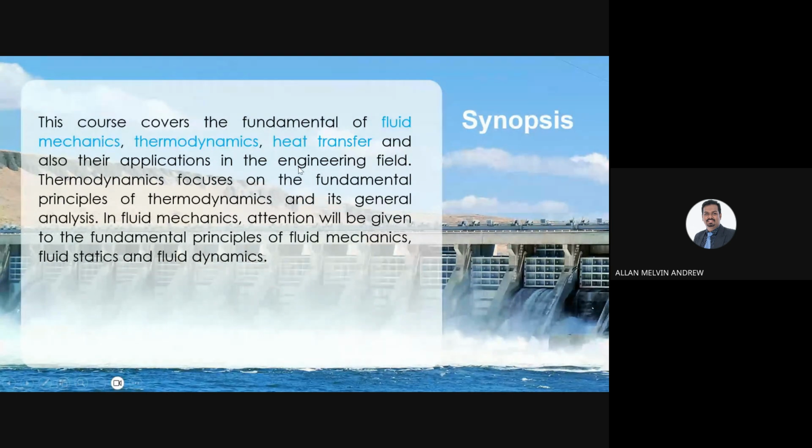Thermodynamics focuses on the fundamental principles of thermodynamics and its general analysis. For this subject, there are calculations that you need to master, and we will also look at the principles, or the theory part, of what is happening in thermodynamics. That's why it's stated here that it will have a general analysis. Meaning we will give a problem, and you need to find out how to solve it and get the calculation done. And we will cover the fluid mechanics part.